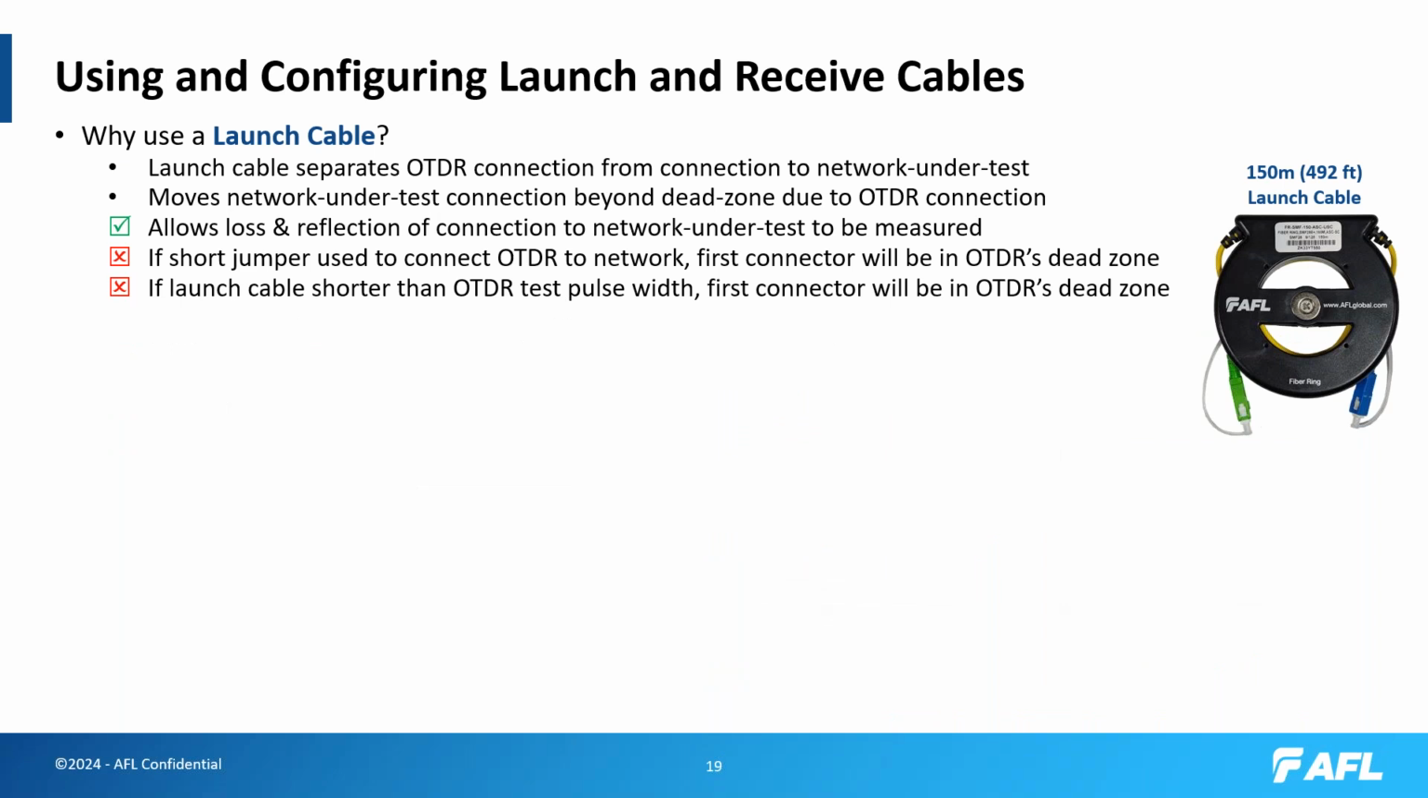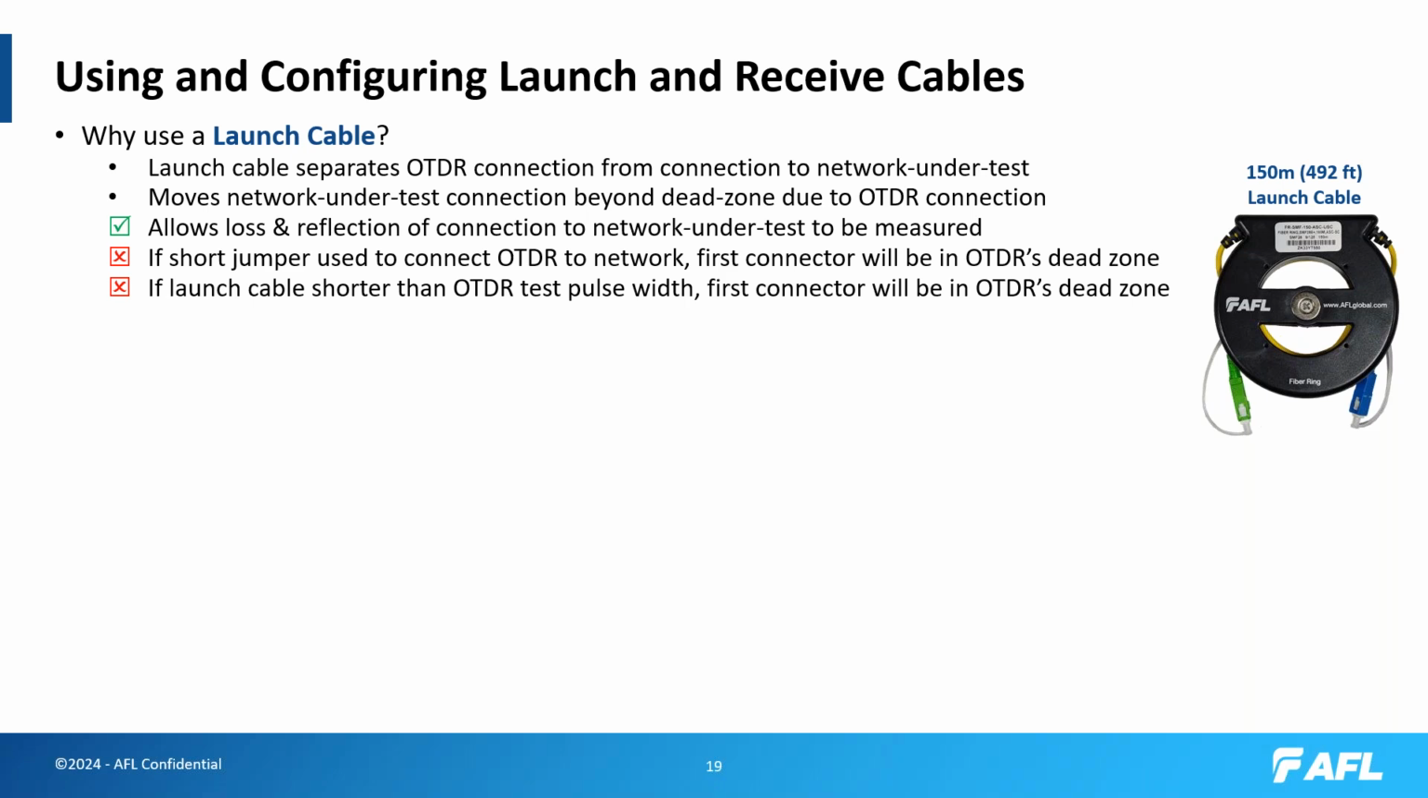So, launch and receive cables. Why use a launch cable? So the idea here is that you have an optical connector on your OTDR. If you want to measure the quality of the connection to the network under test, you want to separate the OTDR connection from the connection to the network under test so that the length of the fiber connecting your OTDR to the network under test exceeds the dead zone for the pulse width that you're using. We typically recommend a 150-meter launch cable.